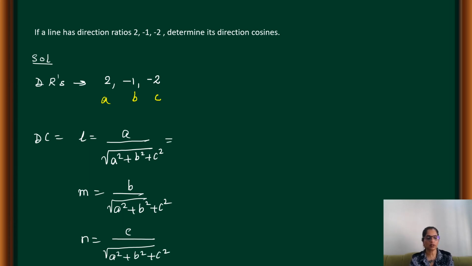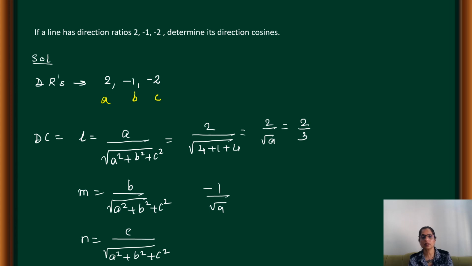Let's substitute the values here. What do you get? You get 2 divided by root of A square plus B square plus C square, which is 4 plus 1 plus 4, that's equal to 2 by root 9, which is equal to 2 by 3. This is going to be minus 1 by root 9. The denominators are same, so we can directly write this, and this will give you minus 1 by 3, and this will be minus 2 by root 9, and that will give you minus 2 by 3. This is one set.